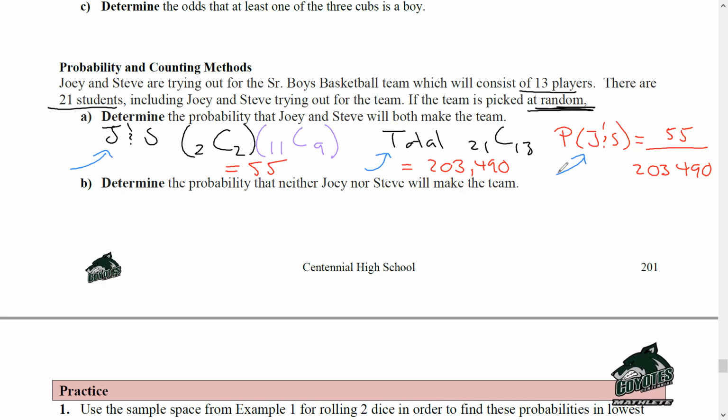Let's try this again. Determine the probability that neither Joey nor Steve make the team. Okay, so again, I'm going to break this up into 2 questions. I want not Joey and Steve. Well, there's 2 of them. I don't want any of them. Well, that means I need 13 more players on the team, and I need 11 of them, right? And then my total amount, well, my total, there's 21 people, and there's 13 people there that I need.